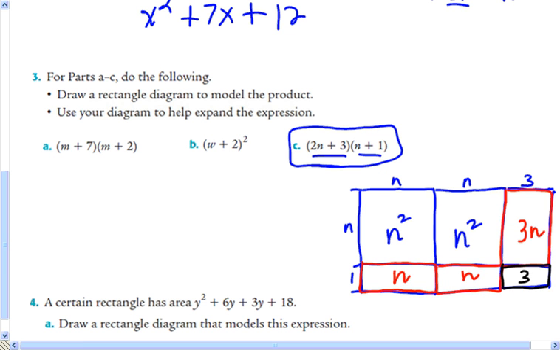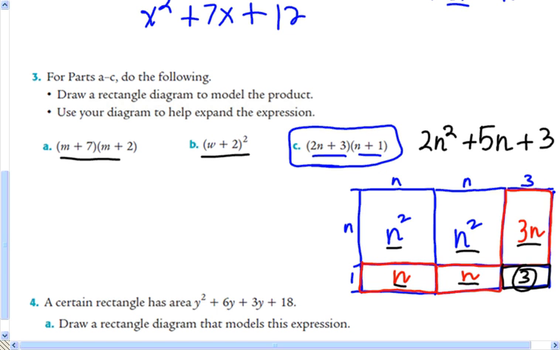So now I can get my expression by adding all these parts together. I have n squared twice, which is 2n squared. And then I have n, 1, 2 times there, and then 3 times there, and that makes a total of 5n, and then an extra 3 added on. So you can see we end up with a trinomial when we do that. When you do these other two, if you do them correctly, you should end up with a trinomial also.